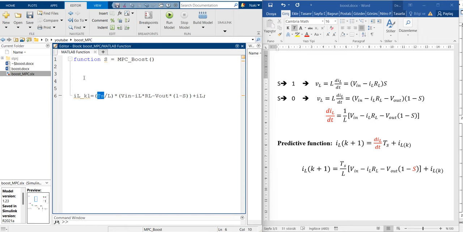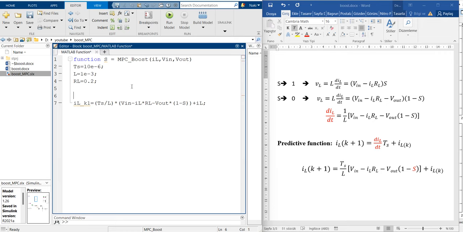Okay, now we have to define system variables. This is the sampling time, 10 microseconds, and 1 millihenry inductor, and the resistance of the inductor is 0.2 ohm, and we have to measure inductor current, input voltage, output voltage.